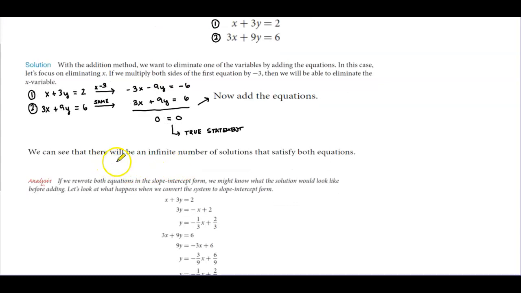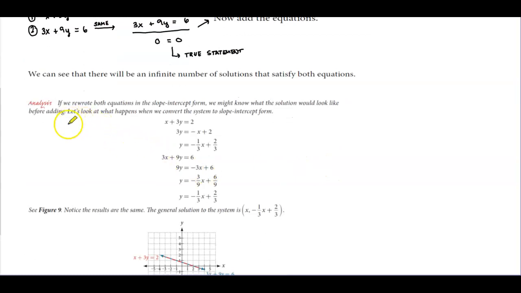Now, we can see that there will be an infinite number of solutions that satisfy both equations. Now, we also need to pay attention to this because we'll be dealing with this in the next couple sections. Now, if we rewrote both equations in slope-intercept form, we might know what the solution would look like before adding. So let's look at what happens when we convert the system to slope-intercept form.